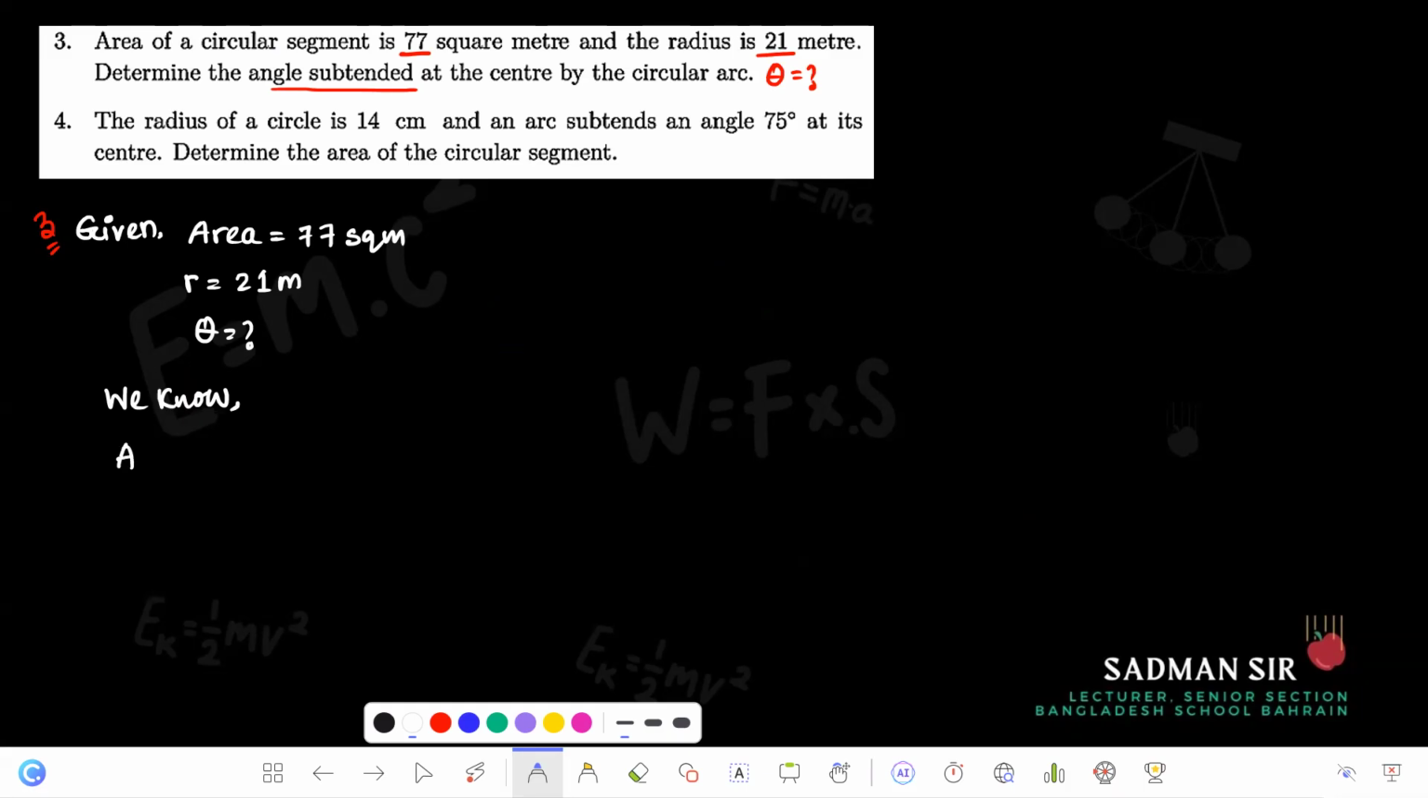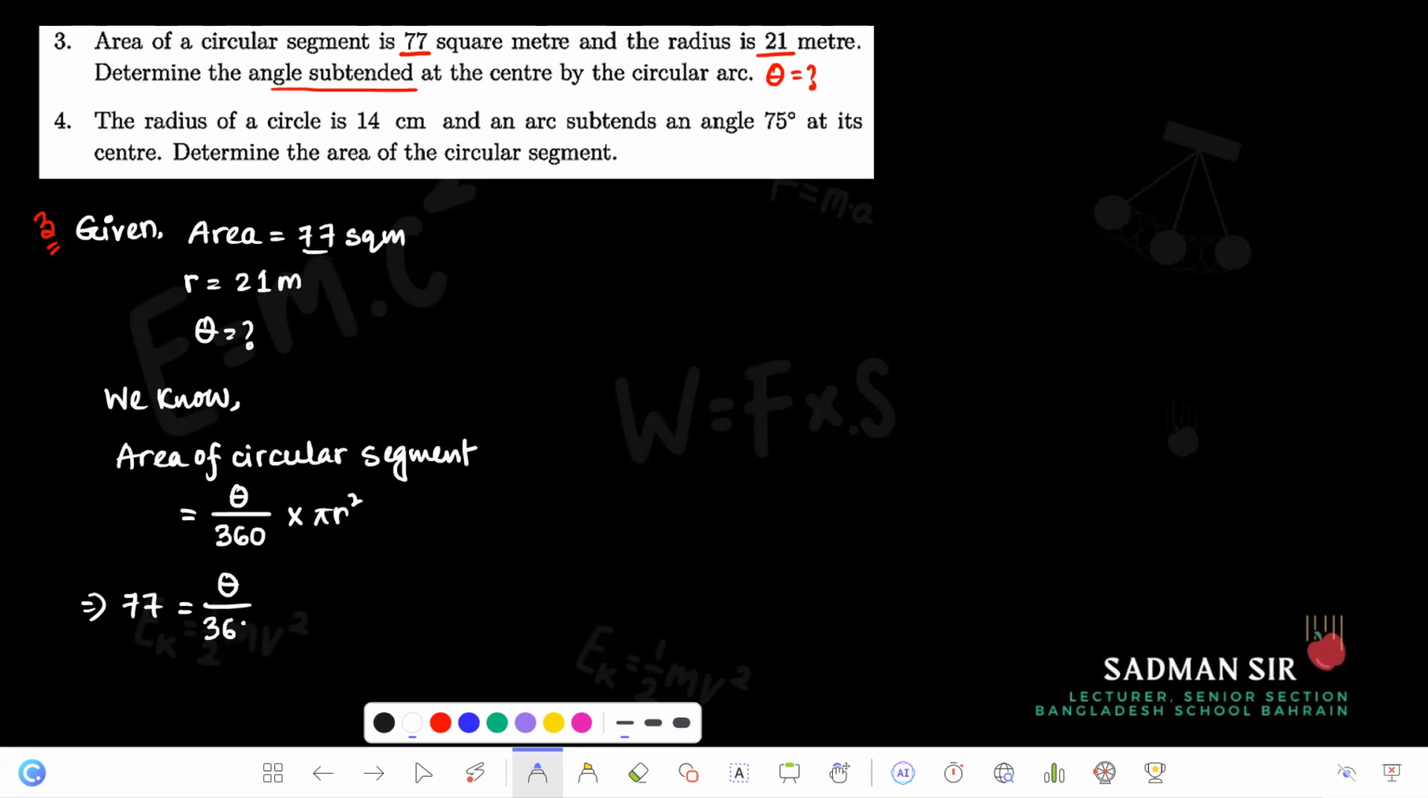Now, we know the area of circular segment is equal to theta divided by 360 degree into pi r square. Now, what is the area? Area is given as 77. So write 77 equal to theta, we need to find out, divided by 360 into pi r square. R is 21, so 21 square.